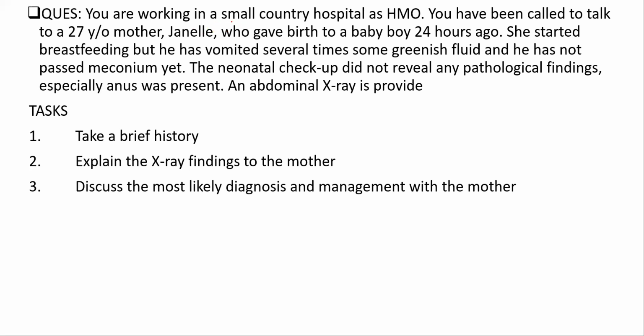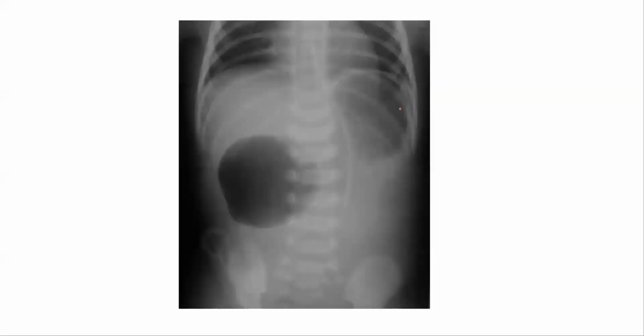So you are working in a small country hospital as a HMO. You have been called to talk to a 27-year-old mother, Janelle, who gave birth to a baby boy 24 hours ago. She has started breastfeeding, but he has vomited several times, some greenish fluid, and hasn't passed any meconium yet. The neonatal checkup did not reveal any pathological finding, and anus was present. Abdominal X-ray is provided, and it looks like this.